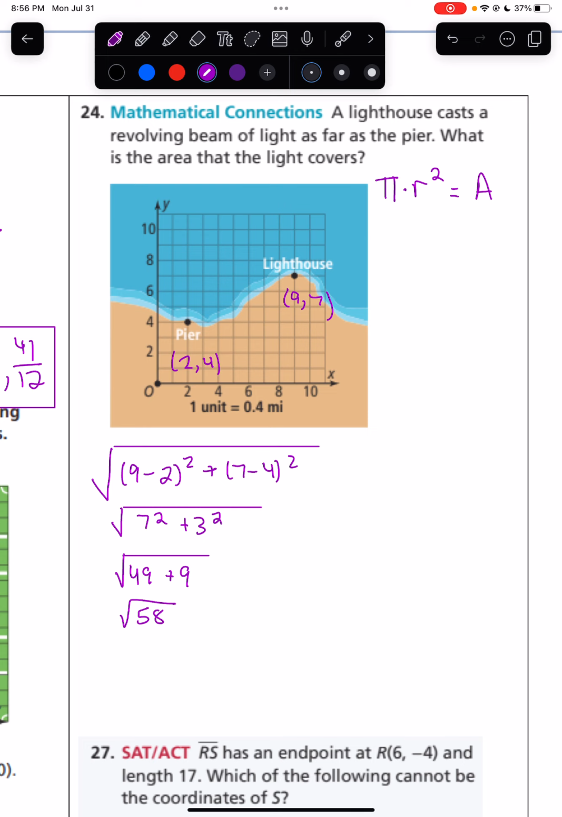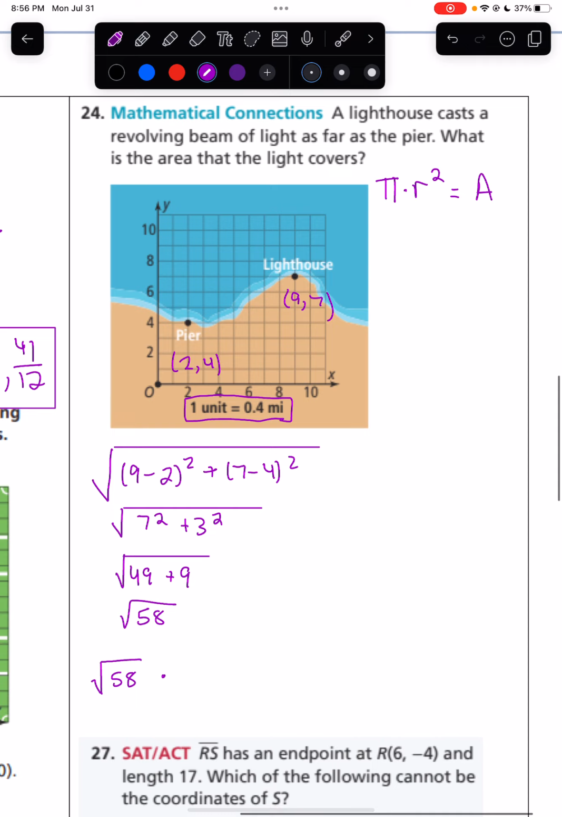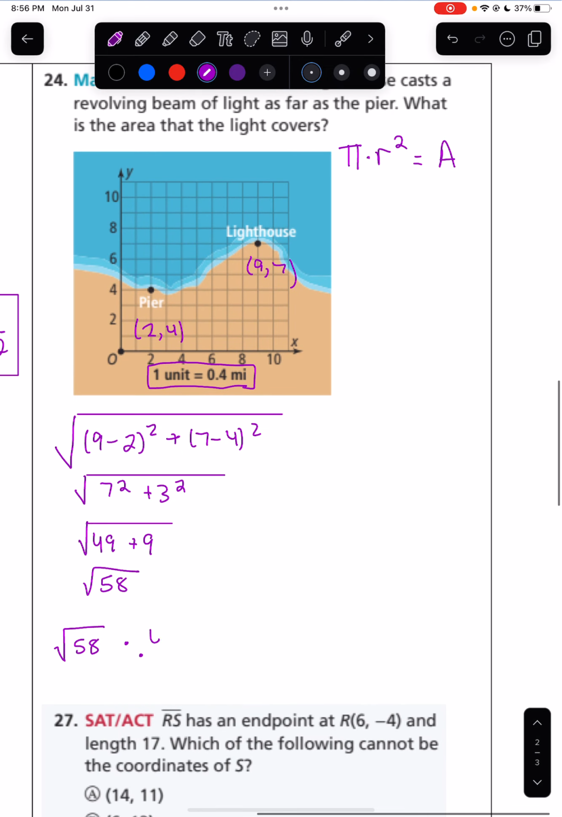However, the radius is not the square root of 58 miles, because 1 unit on the graph is 0.4 miles. So to figure out how big this radius actually is, we can do the square root of 58, which is of course just a number, and multiply it by 0.4 miles. And that's going to give us a 3.04 mile radius.